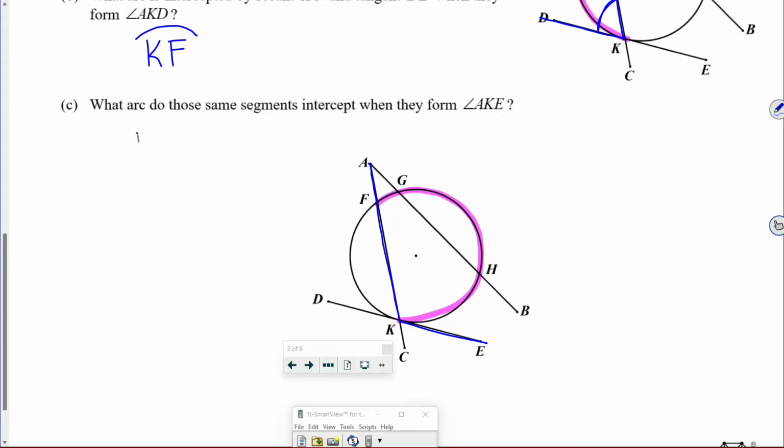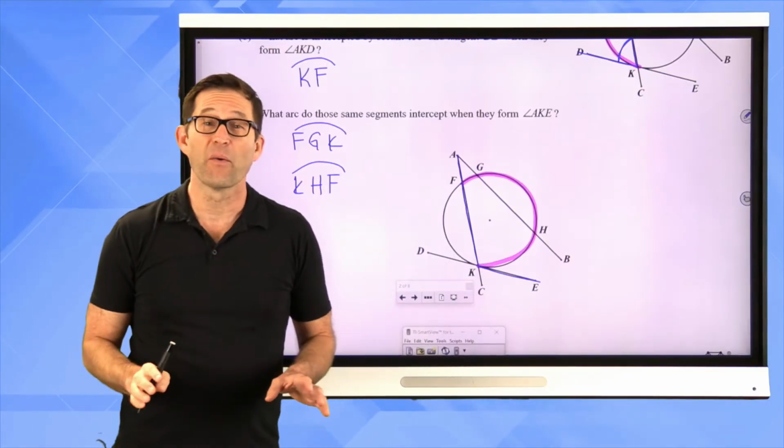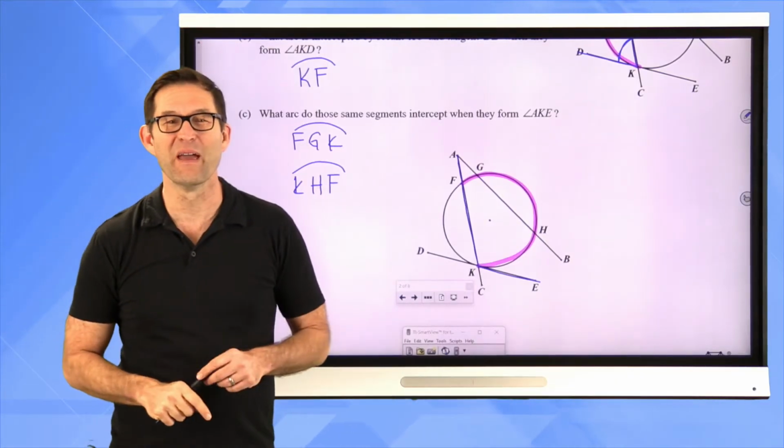So you could say something like F, G, K. That would work. You could say K, H, G. That would work. There's a number of different ways of saying it, all right? The most important thing isn't really how you write this. Let's see, did I make a mistake here? KHF, absolutely, KHF. If I say KHG, I've stopped a little bit too early. And again, it doesn't matter particularly how we name it, assuming we name it correctly.